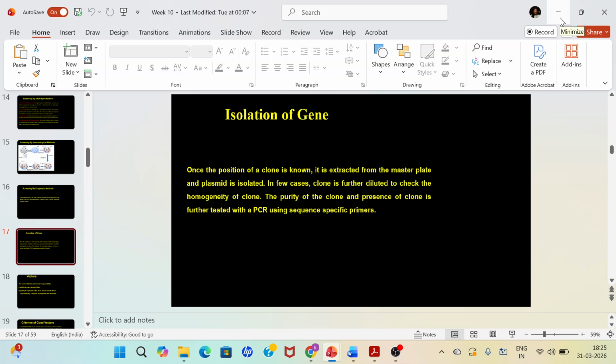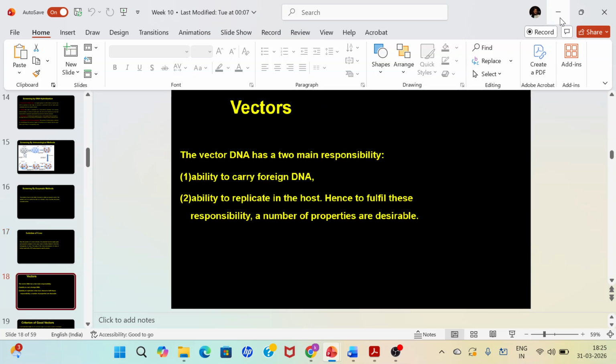So basically, PCR here is used to further amplify or test the positive clone. Okay, now we have amplified the gene, and we have gotten a basic idea of how cloning is done. Now we have gotten our gene also. Now, what about the vectors on which the gene must be cloned? Vector DNA has two main responsibilities: the ability to carry foreign DNA and the ability to replicate in the host cell. That means it has its own origin of replication and other things required for replication. Raw material it can get from the cell, but it should have that machinery.